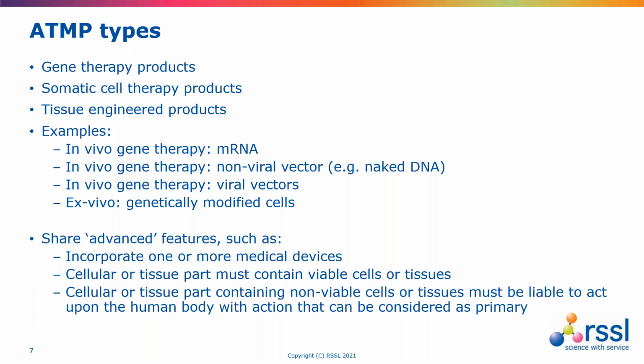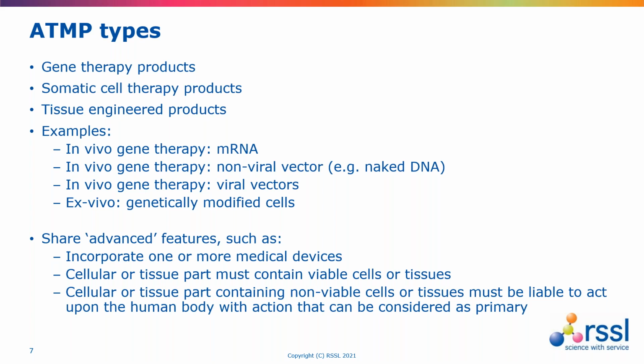And there are some examples of different product types as shown on the slide there. So we have those based around mRNA, which has obviously been in the news quite a bit with some of the coronavirus vaccines. The use of a non-viral vector, what might be called naked DNA. Then products that use viruses to introduce the active drug product, and also genetically modified cells.